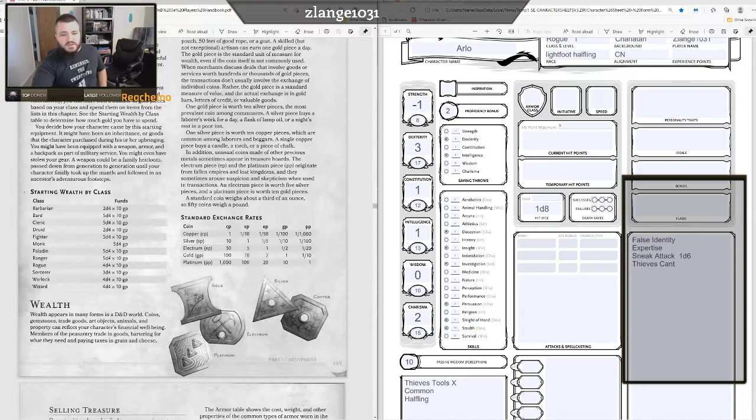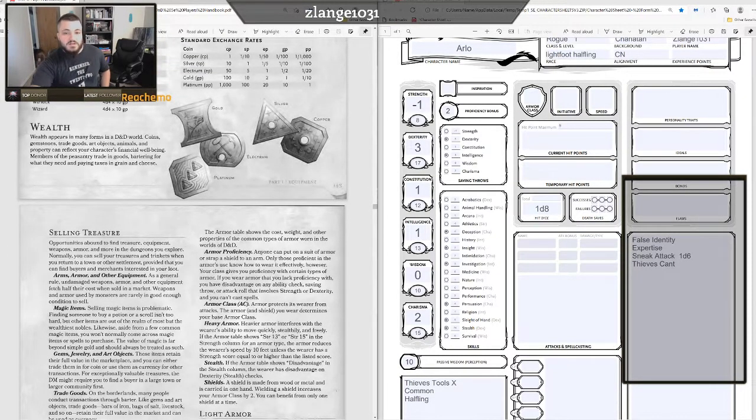So let's think of it in terms of American money. Copper is your penny. Silver is your dime. Electrum is your half dollar, because 5 silver is 1 electrum. Gold is your dollar amount. And then platinum is like a $10 bill. That's kind of how I like to think about the exchange rates in the Dungeons & Dragons world.